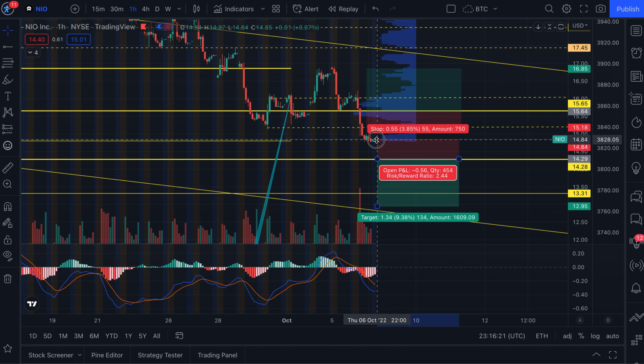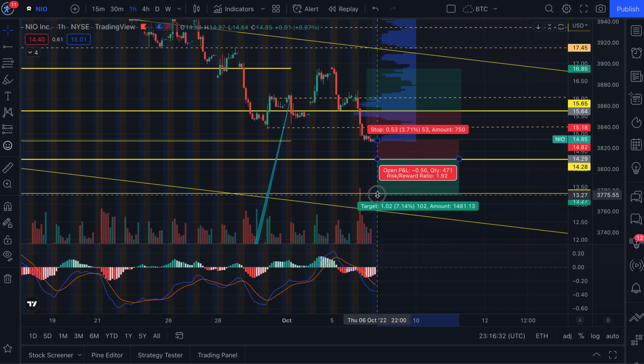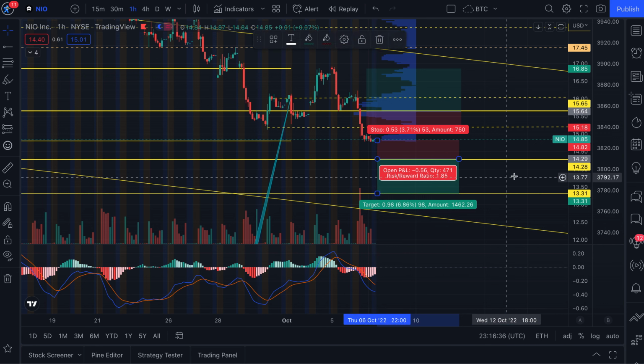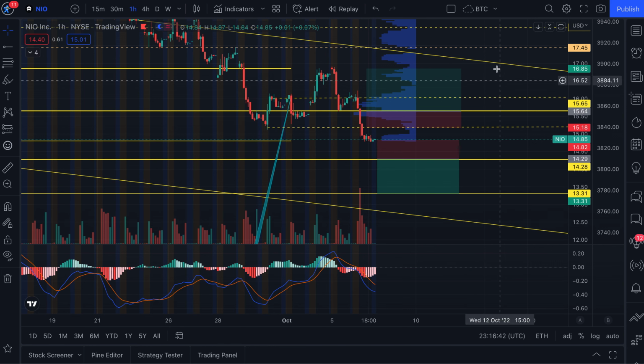And probably going to use that current level as a stop loss. And we're going to use this level as our profit target, our first profit target. Okay, and we're still within this channel that we talked about. Okay, we're still bouncing inside of this channel.